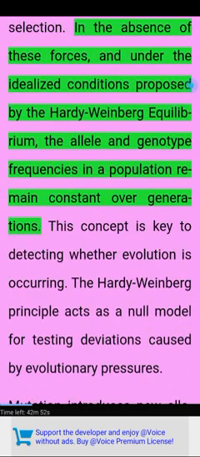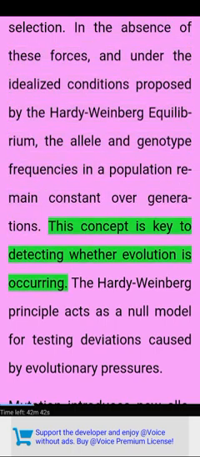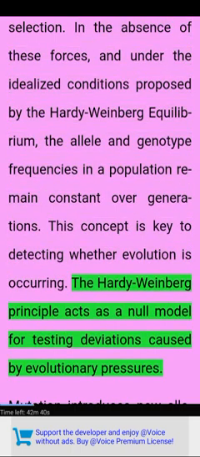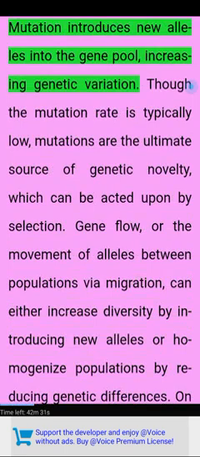In the absence of these forces, and under the idealized conditions proposed by the Hardy-Weinberg equilibrium, the allele and genotype frequencies in a population remain constant over generations. This concept is key to detecting whether evolution is occurring. The Hardy-Weinberg principle acts as a null model for testing deviations caused by evolutionary pressures. Mutation introduces new alleles into the gene pool, increasing genetic variation.